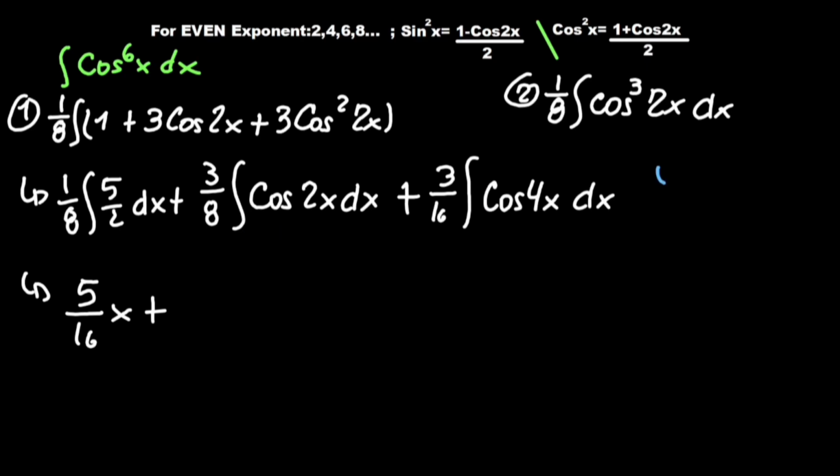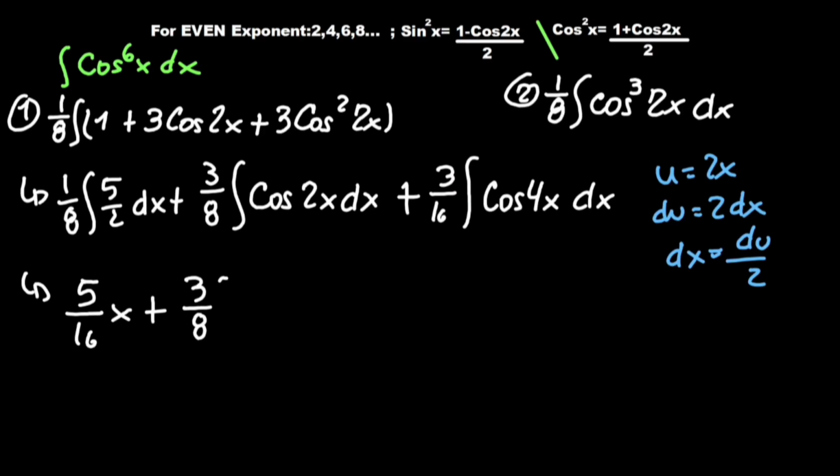Let u here be 2x. Derivative of 2x would be 2 multiplied by dx. dx would be equal to du/2. So this would be 3/8 integral of cosine of 2x, cosine of u, I mean. dx right here would be du/2. Multiply 2 and 8, we would have 16.